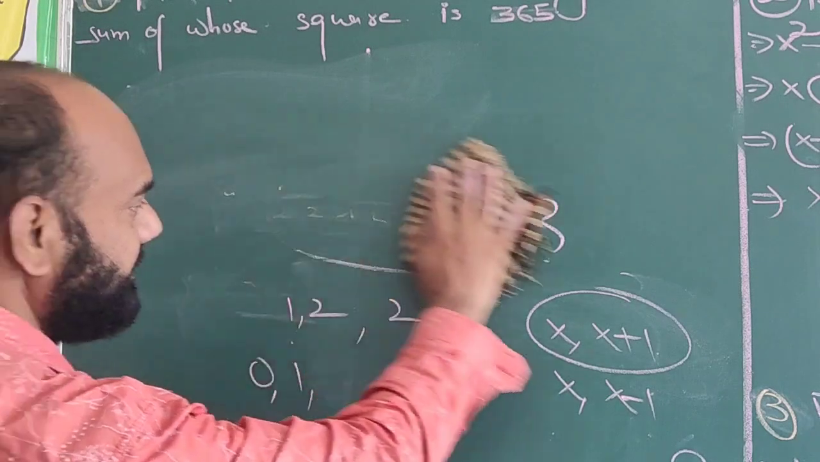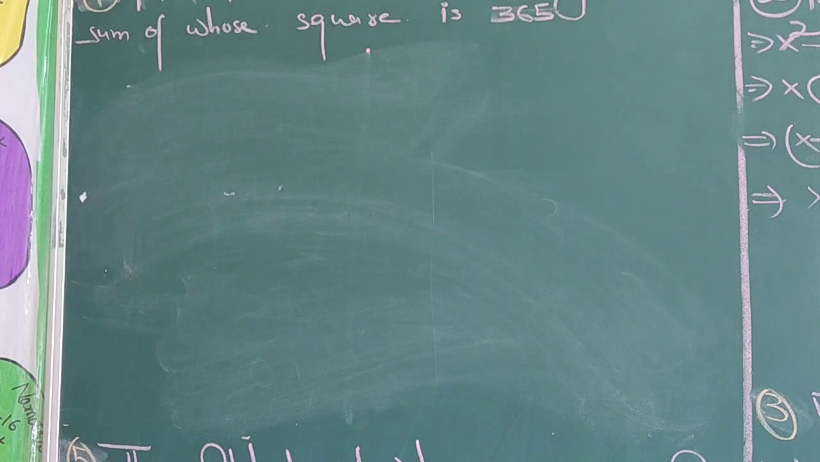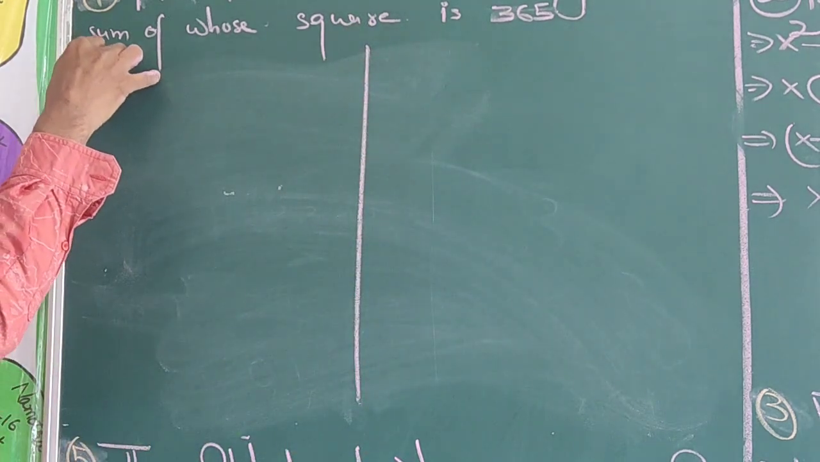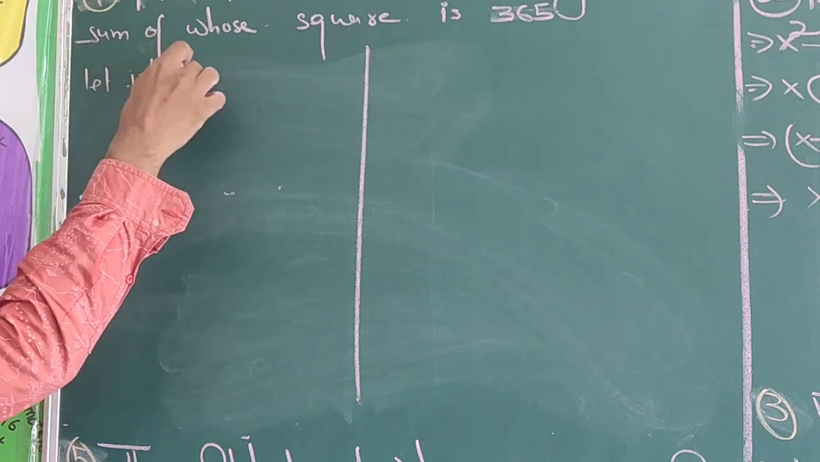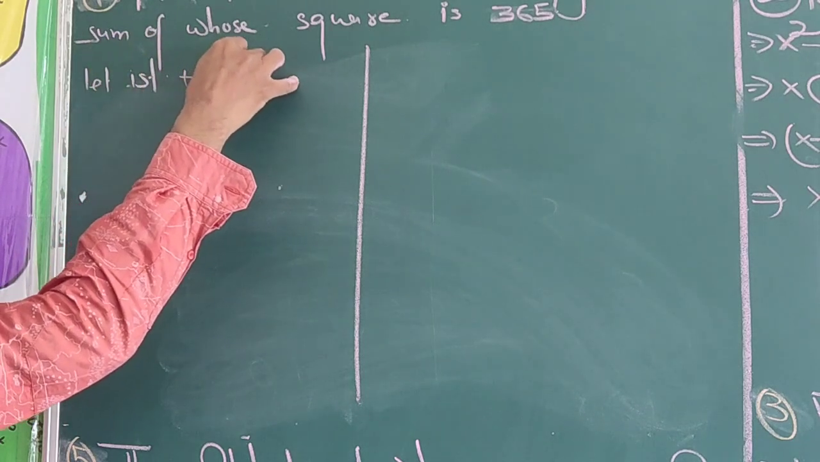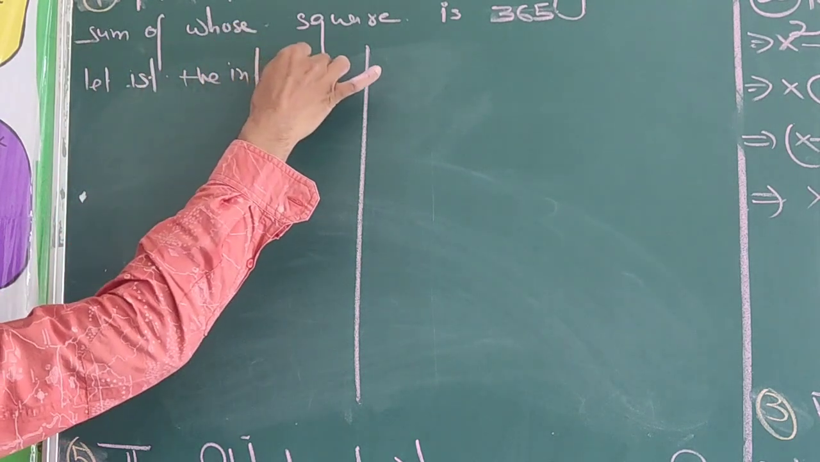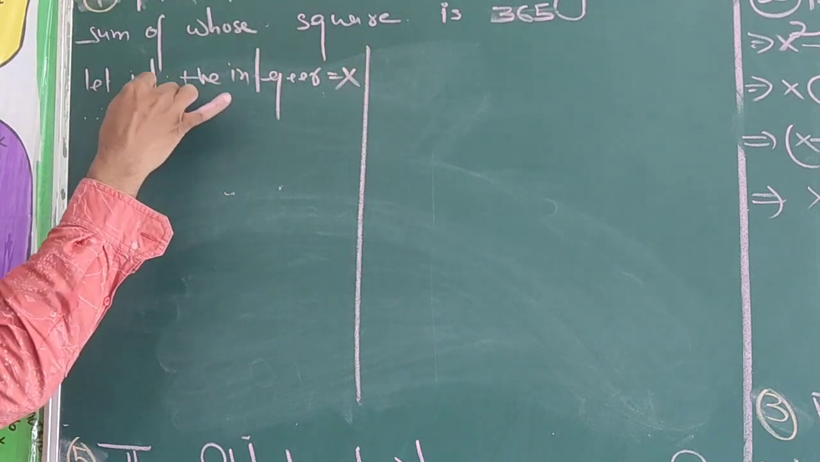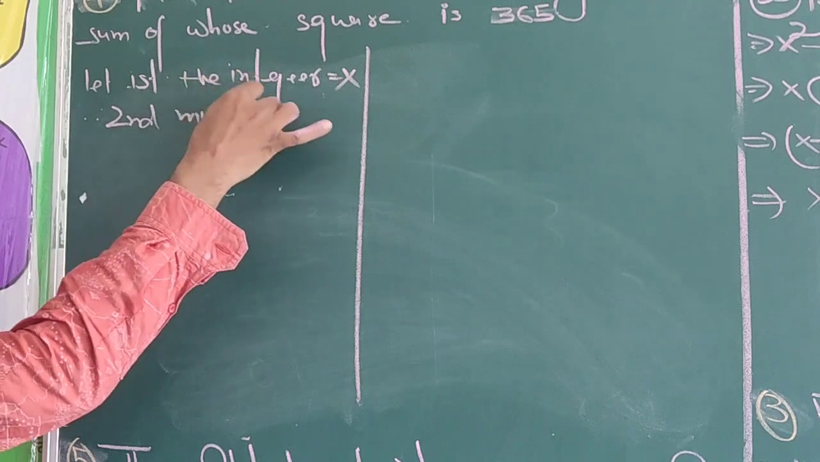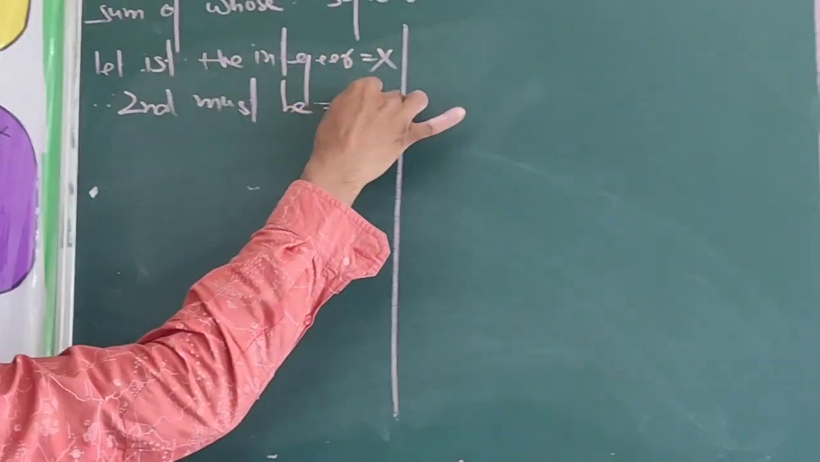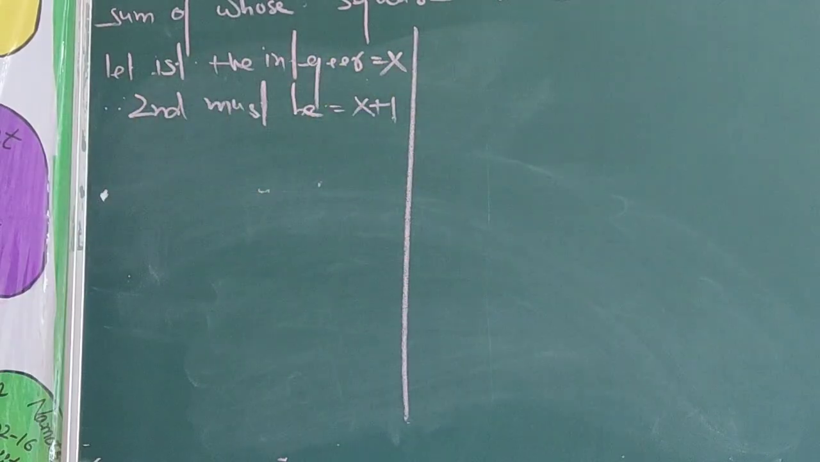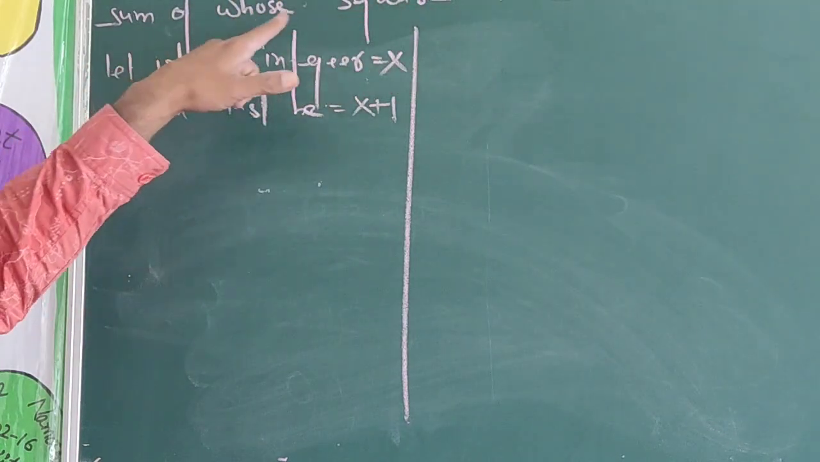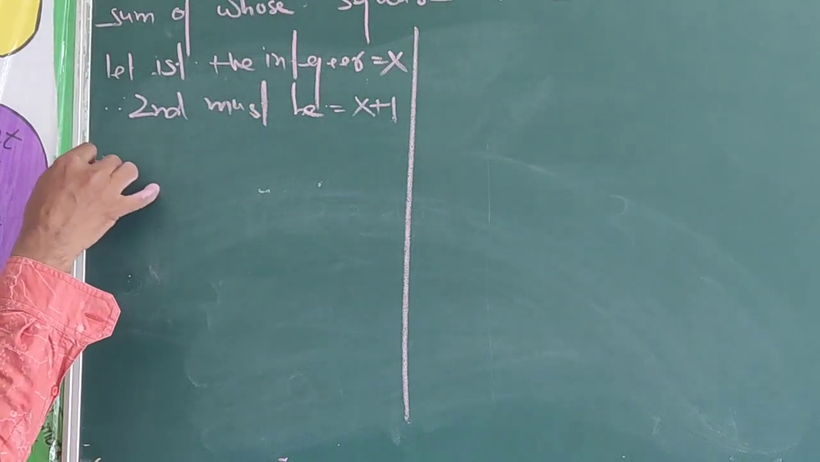So we take the first positive integer. Let the first positive integer be x. Therefore the second must be x plus 1. Now according to the conditions, find two consecutive positive integers whose sum of squares is 365.